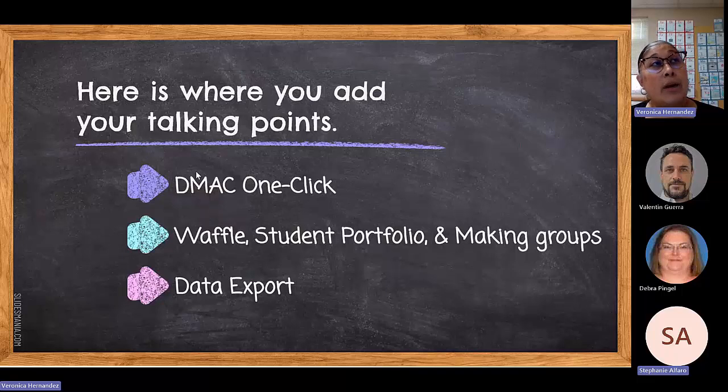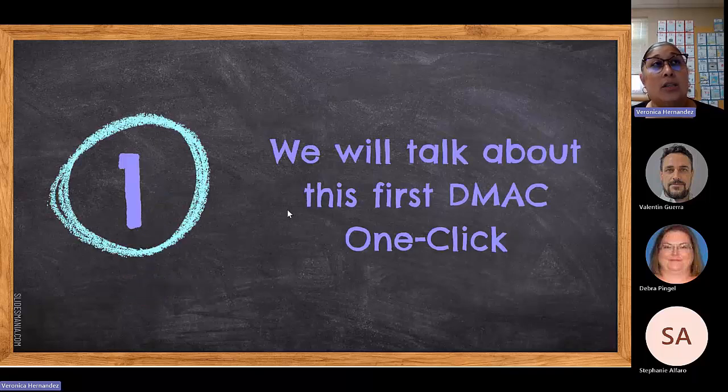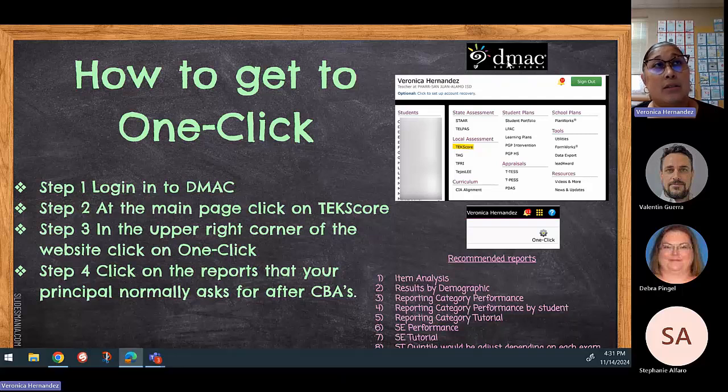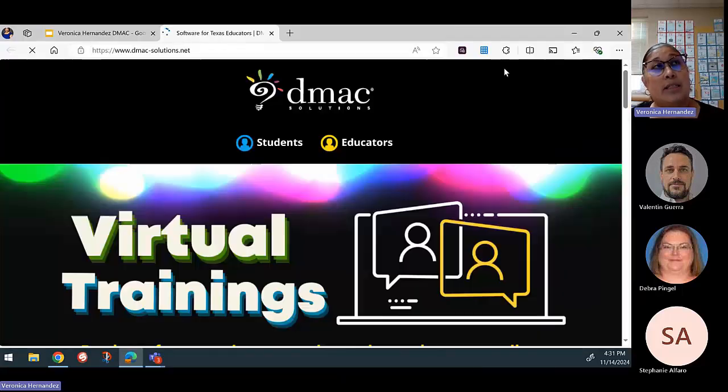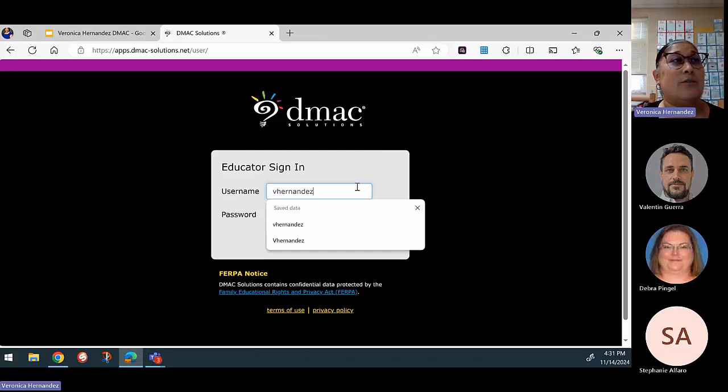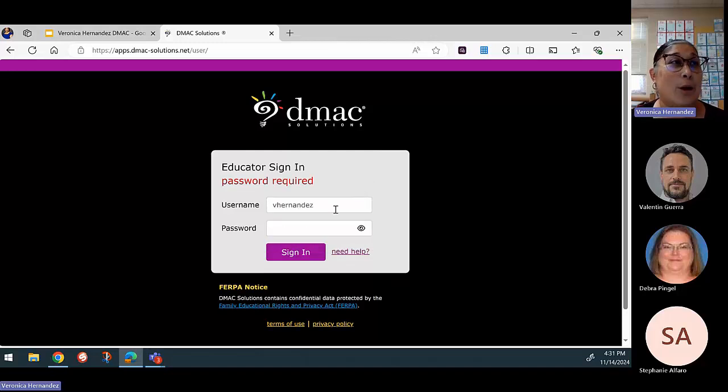Okay, so we're going to start with DMAC one click. Then I'm going to go into the waffle, the student portfolio and making groups, and then into data export. So we'll talk about the DMAC one click first. In order to access it, step one is to log in to DMAC, so that's what I'm going to do now. Your credentials you can get from your assistant principal, or if you've been teaching as long as I have, then you already have them memorized.